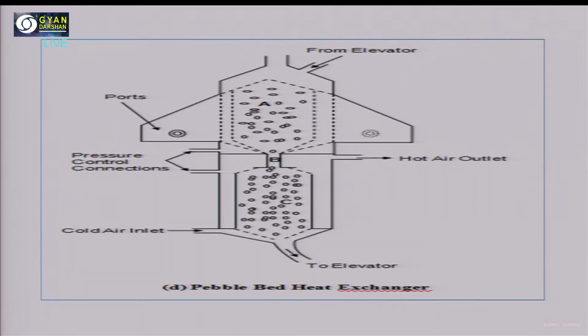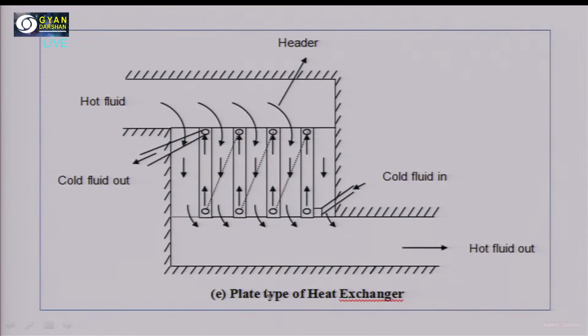Then there is one pebble bed heat exchanger. You can see here from the elevator at the top, pebbles are there inside this type of heat exchanger, and at the bottom they are again going to the elevator. A cold air inlet is there at the bottom, and a hot air outlet is there at the middle portion of this heat exchanger. Then there are pressure control connections and ports as well. This is the pebble bed heat exchanger.